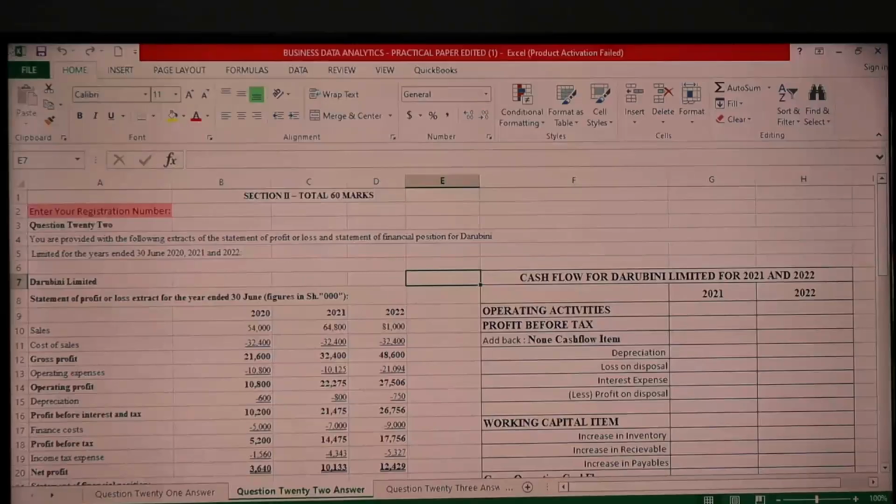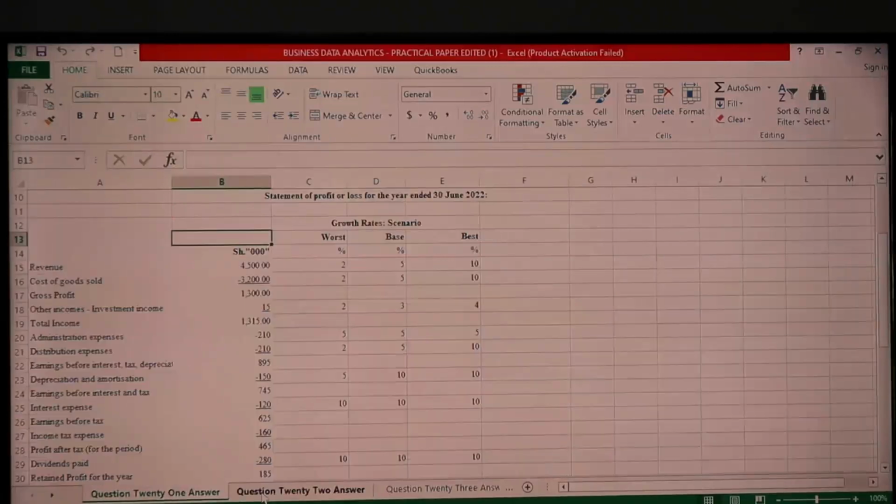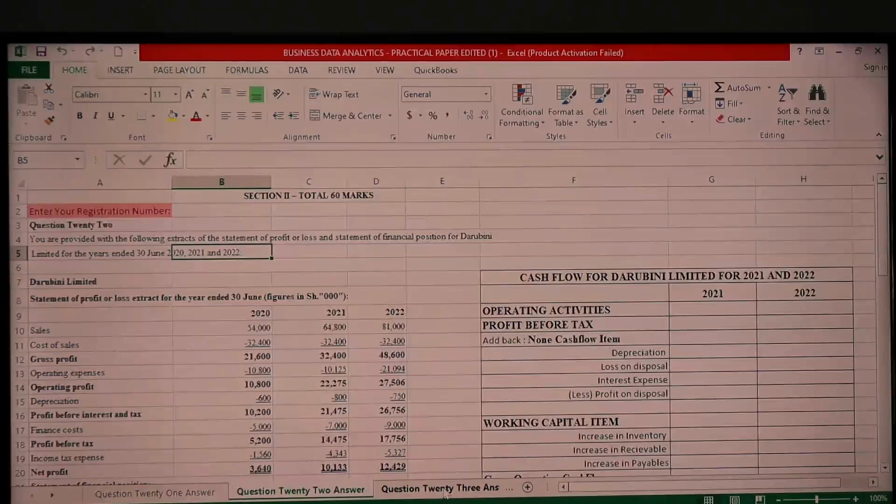You take the worksheet, then click on the worksheet number 2, question 2. Question 2, that is sheet 2. So when you open that worksheet, you find there's question 1, question 2, and so on. So we are tackling question 2.